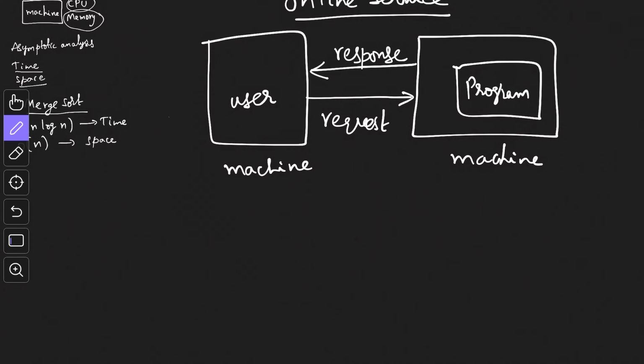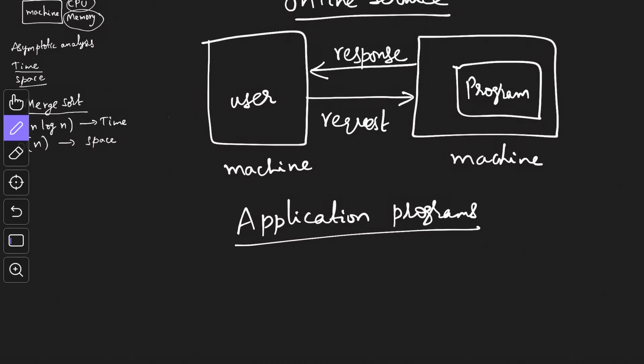We call these programs application programs to differentiate them from operating system programs. Application programs take care of users' requests. We can also call it an online service as it provides service over the network. These services accept a request and return the result to the user as a response in a specific format.